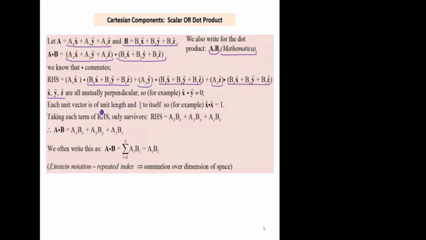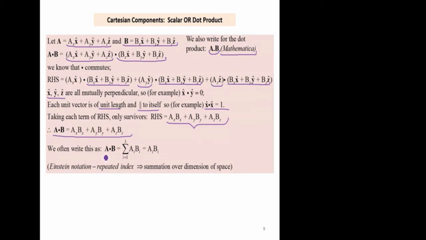Each unit vector has unit length and is parallel to itself. So for example, x hat dot x hat is equal to 1. So if you take all of the terms, for example a_x b_x x hat dot x hat, then you can simplify it, and the only survivors on the right hand side are this series of products a_x b_x, a_y b_y, and so on. So therefore the dot product is equal to this quantity here. And this is the way in Cartesian coordinates you determine the dot product.